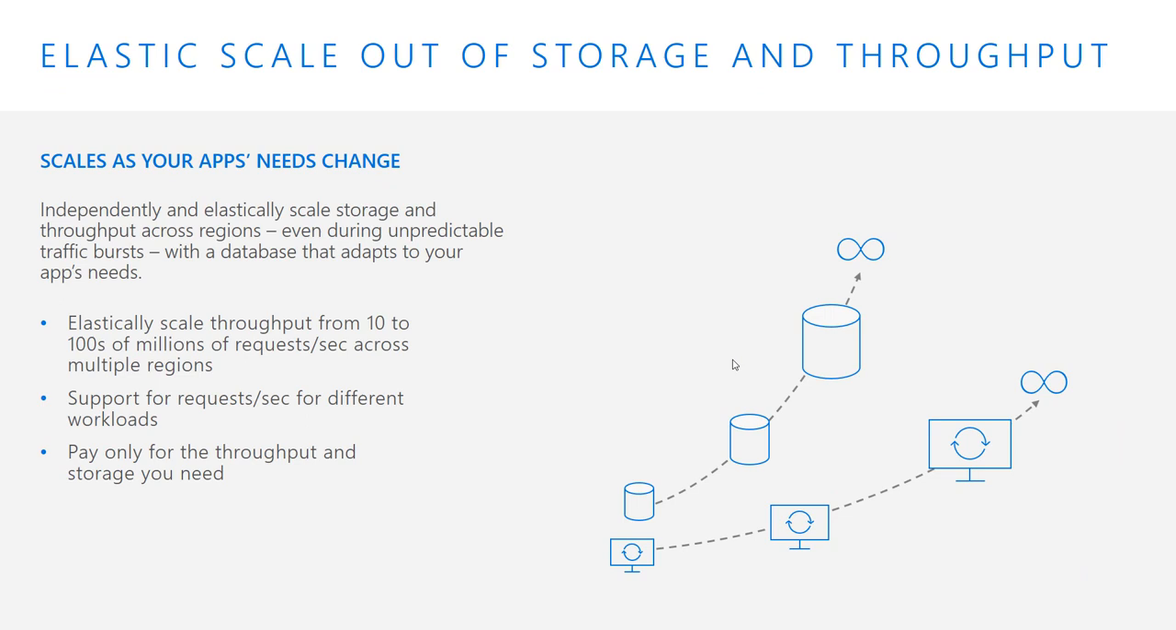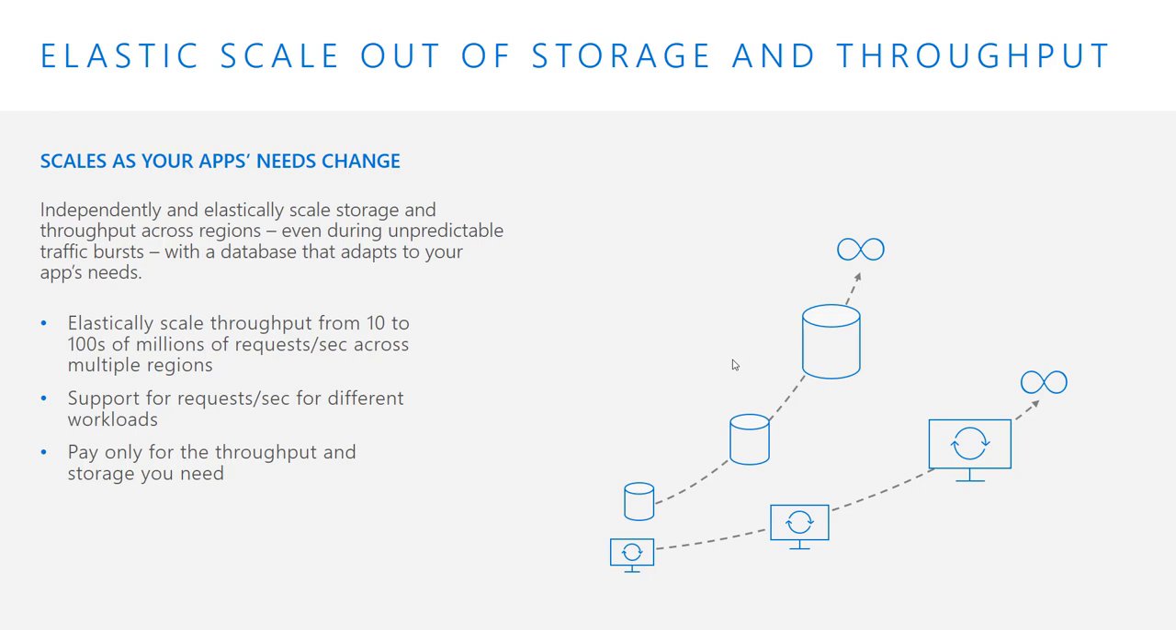Now, next is elastic scale out of storage and throughput. The system automatically scales out as you need. There are two things: one is the storage and one is the throughput. The storage will keep increasing as you keep using the system. You don't have to do anything. It will elastically scale out. You don't even have to do any configuration. When you create the collection, you say, I want an unlimited collection, and that's it. Nothing needed from your side.